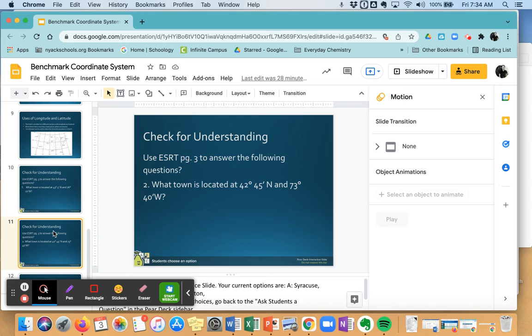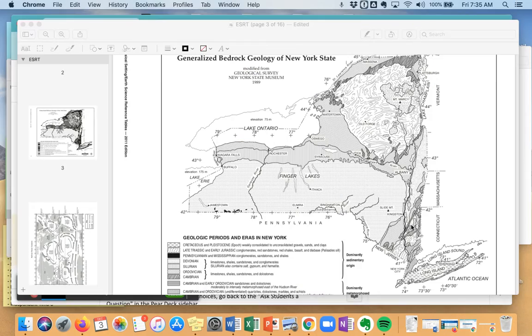Next question. What town is located at 42 degrees, 45 minutes north and 73 degrees, 40 minutes west? All right, so again, we're going to start with our line of latitude. So we need something that's 42 degrees north, 45 minutes. So just like in an hour, there are 60 minutes in between each of these lines of longitude or latitude. So 45 minutes would be about 3/4 of the way between 42 and 43. So let's go to 42.